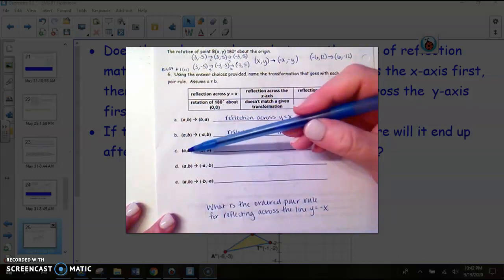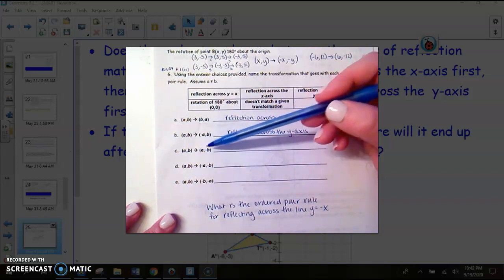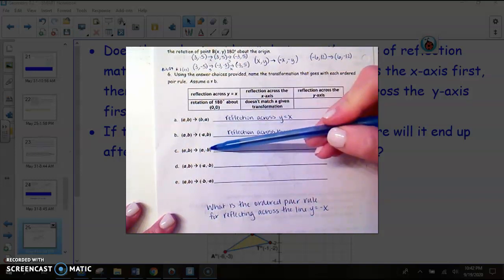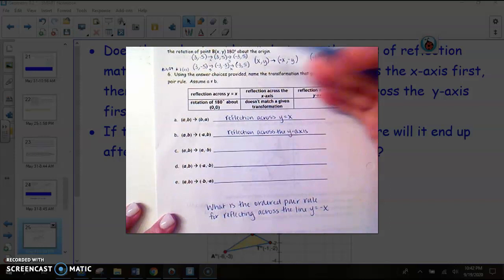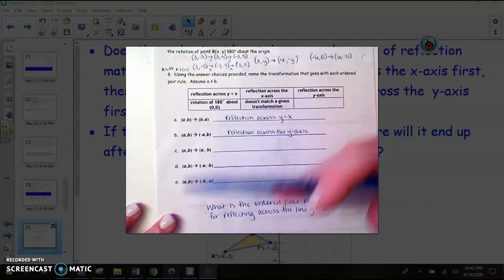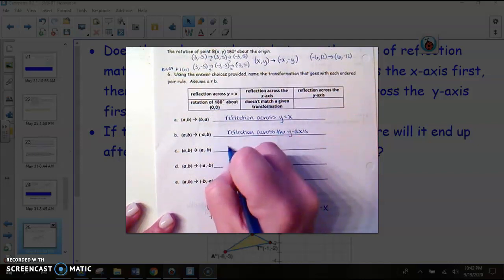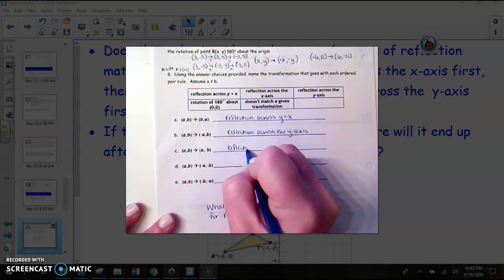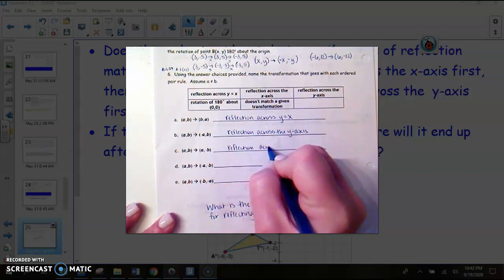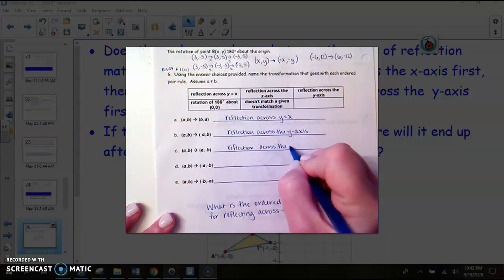The next one says we're mapping AB to A opposite B. So the y coordinate is changing signs. So that's an up and down movement if you're changing the sign on y. So we're reflecting across the x-axis. Reflection across the x-axis changes the sign on y.